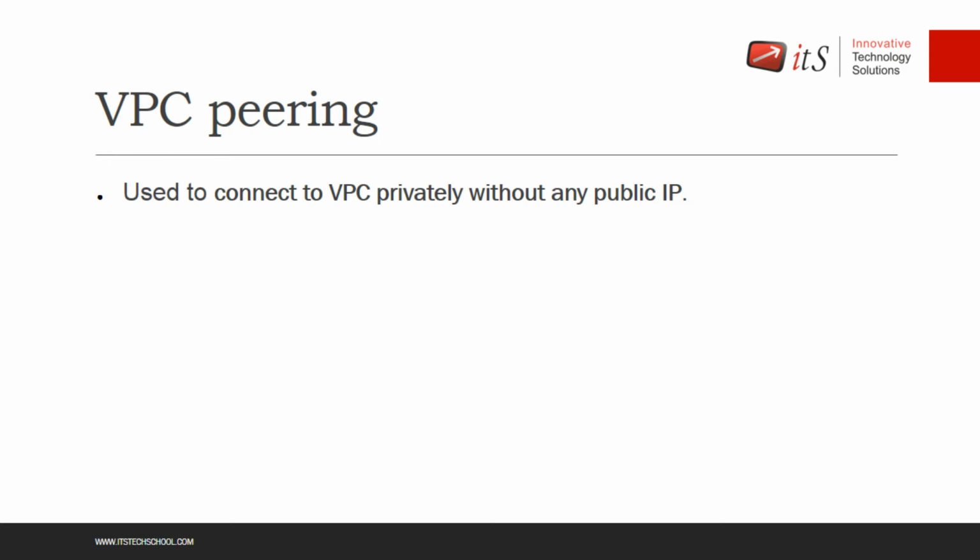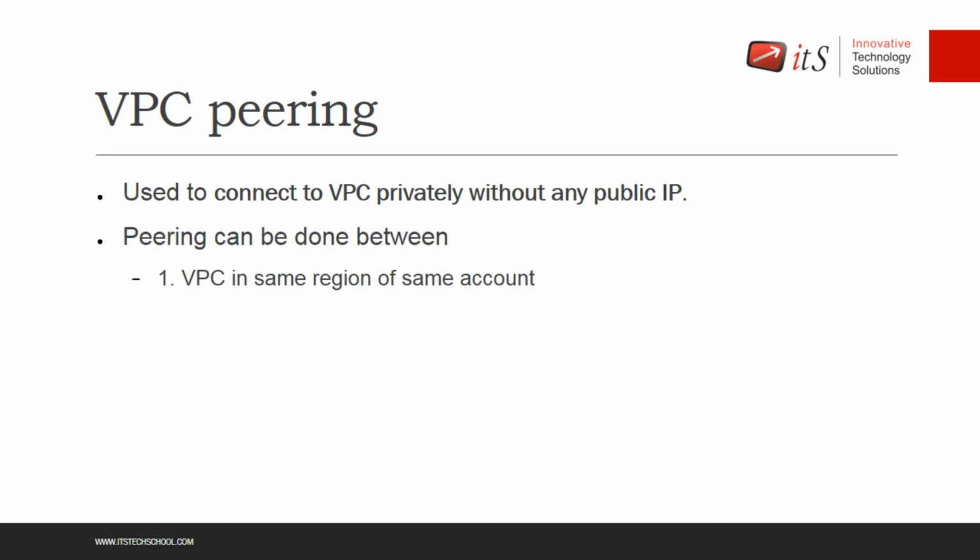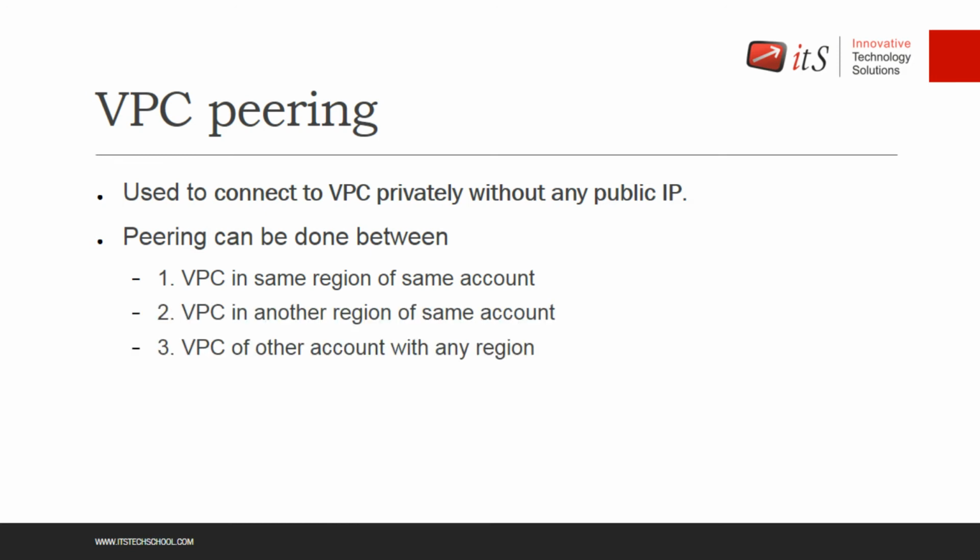Right? So for connecting two VPCs, you can use VPC peering, and VPC peering can be done between VPCs which are in the same account, or VPCs which are in different accounts, or VPCs which are in different regions as well. Right? So in any case, if you have a VPC, you can create a VPC peering connection.